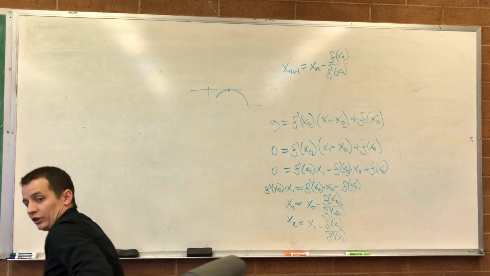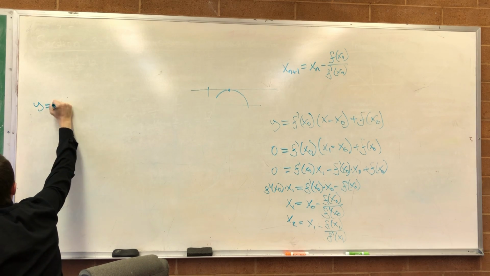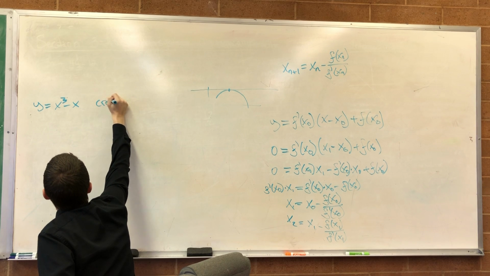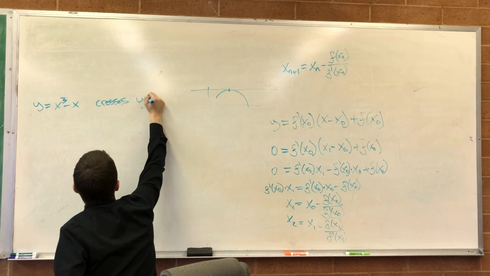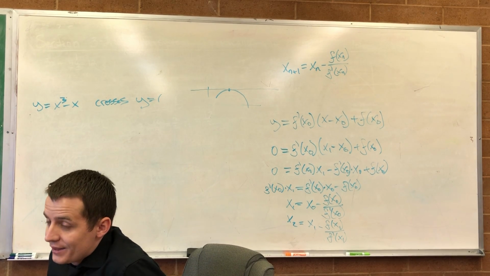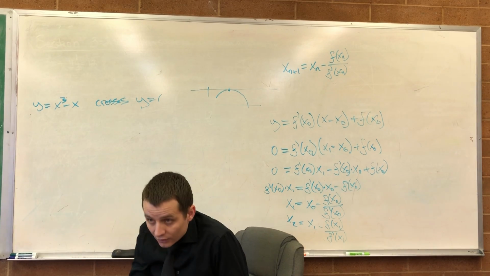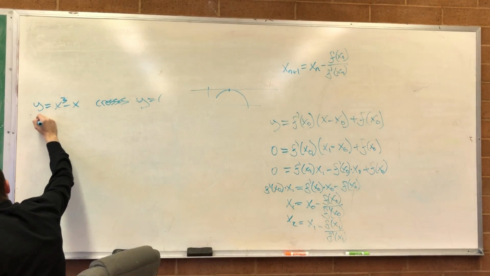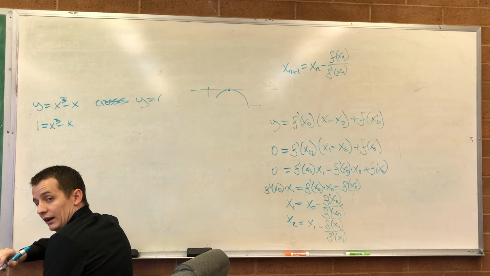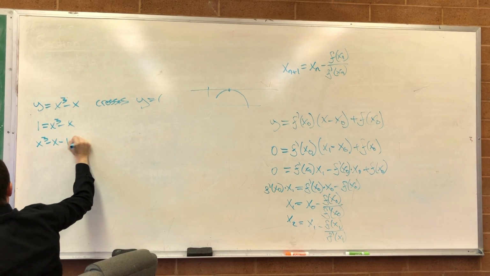So we're supposed to find where the curve, hopefully I'm reading this right, I'm looking for where y equal to x cubed minus x crosses y equal to 1. So I'm looking for where this is equal to 1. So I want to know where 1 is equal to x cubed minus x, right? Which is the same thing as where x cubed minus x minus 1 is equal to 0.